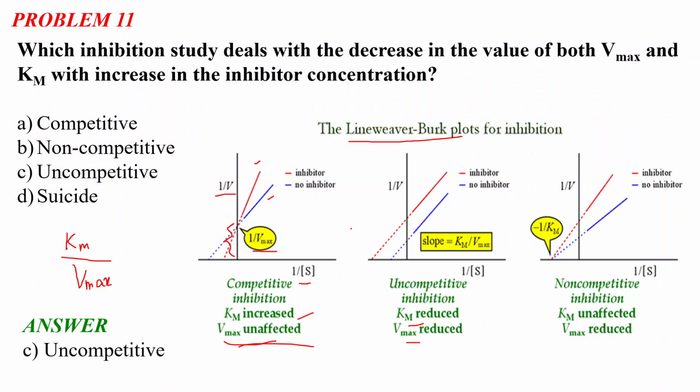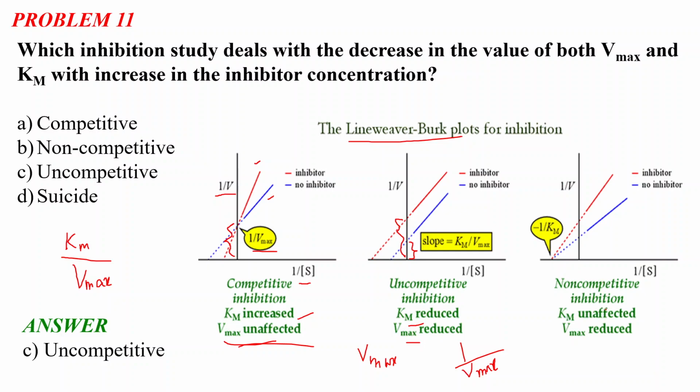But in uncompetitive inhibition, since both Km and Vmax are reduced, if Vmax is reduced, then what will happen to 1 by Vmax? It will be increased in the presence of inhibitor. So the intercept will also be increased. This is the 1 by Vmax without any inhibitor, and with the presence of inhibitor this is the intercept and its value is increased, since the Vmax value is decreased.